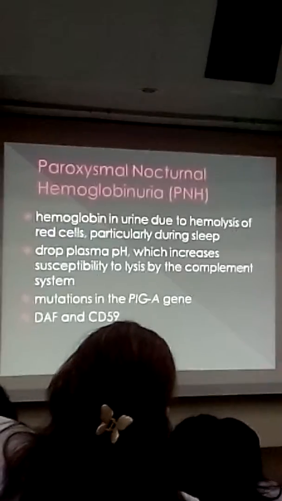This is just another diagram, same thing, except there's no fatty acid here. More or less the same. Oh, here we go. PNH, paroxysmal nocturnal hemoglobinuria. Hemoglobin is found in urine, from hemolysis of red cells, particularly during sleep.